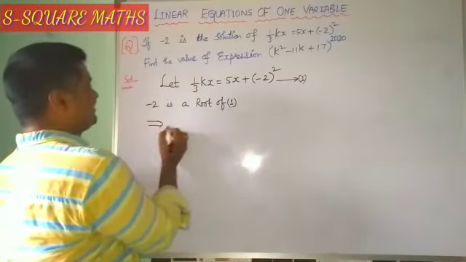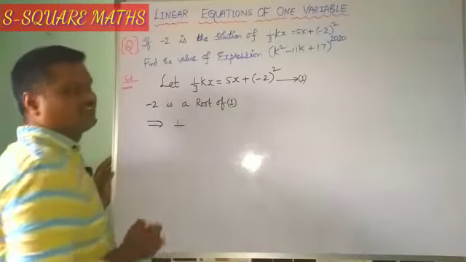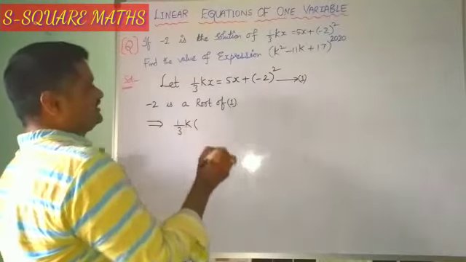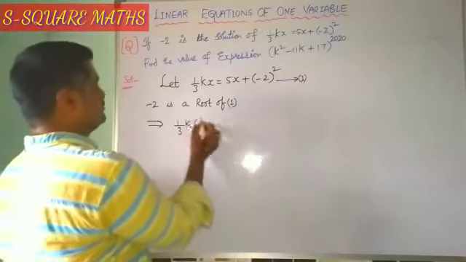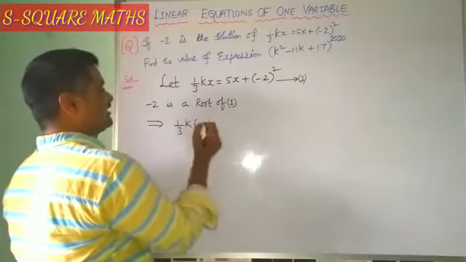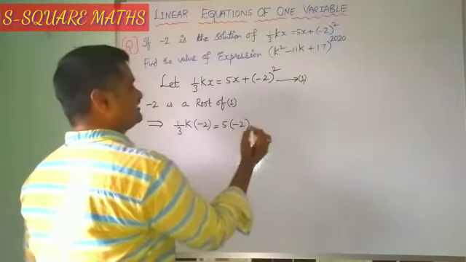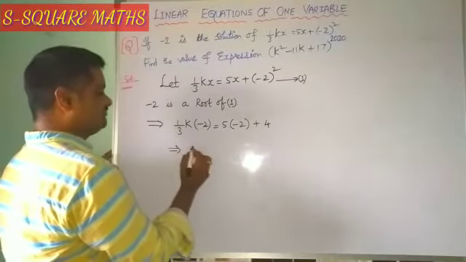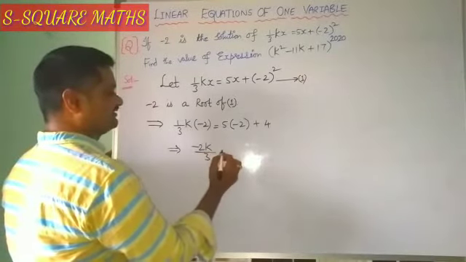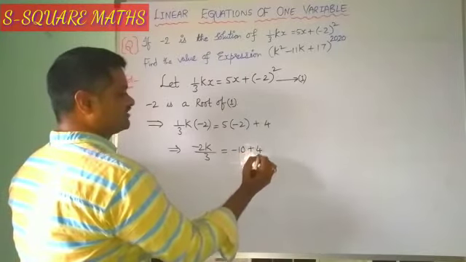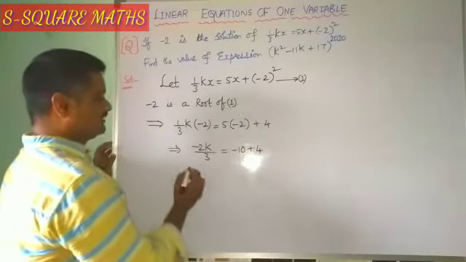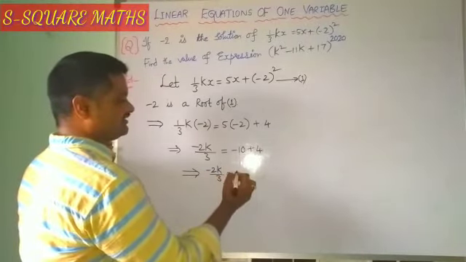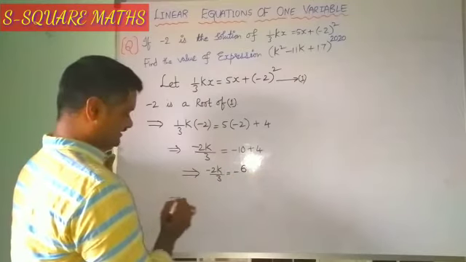This implies what I can write now? Since every root will satisfy its own equation, 1 by 3 k, since the variable is x here, substituting in the place of x minus 2, is equal to 5 into minus 2 plus 4 minus 2 whole square. Now I can write it as minus 2k by 3 is equal to minus 10 plus 4. That gives you minus 2k by 3, which is nothing but minus 6.